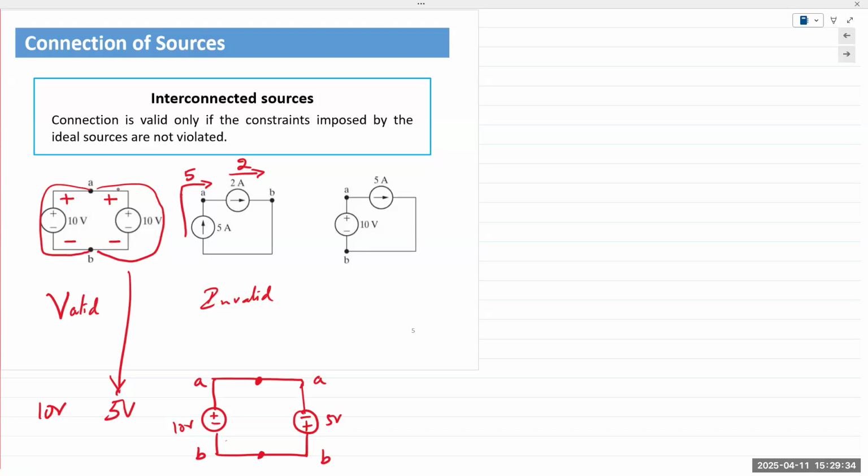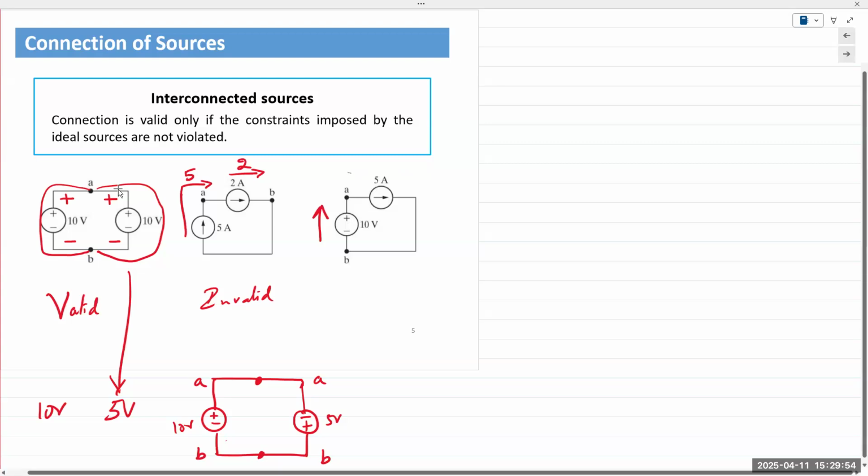Okay, how about the third one? You have a voltage source and we have a current source. We don't know what this current is because we can't find it directly. And we don't know what the voltage is here because we can't find it directly. Sorry, this would be minus and this would be plus.